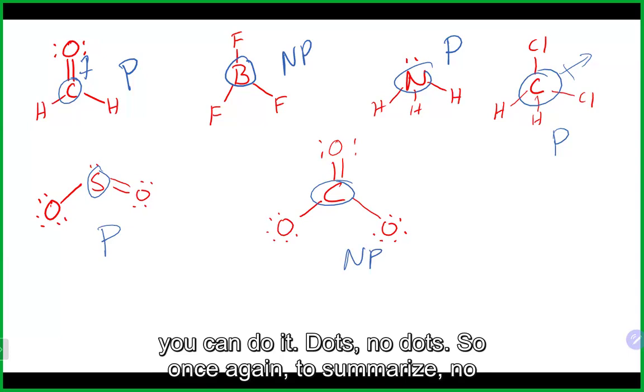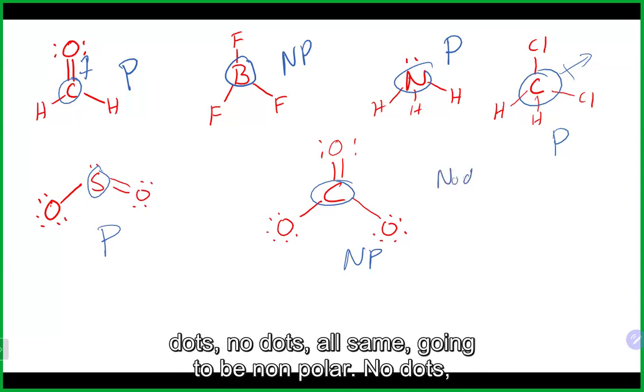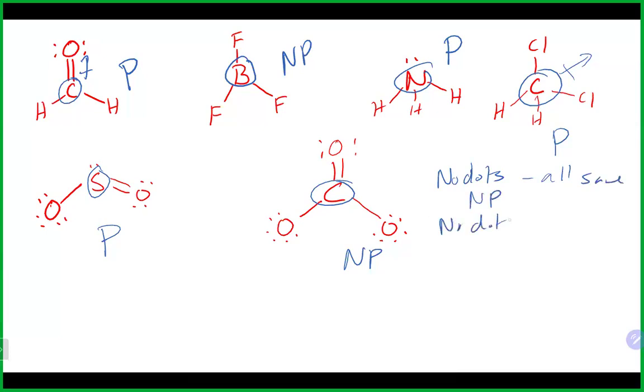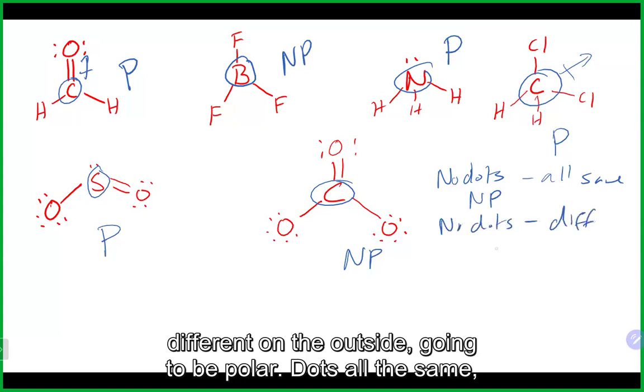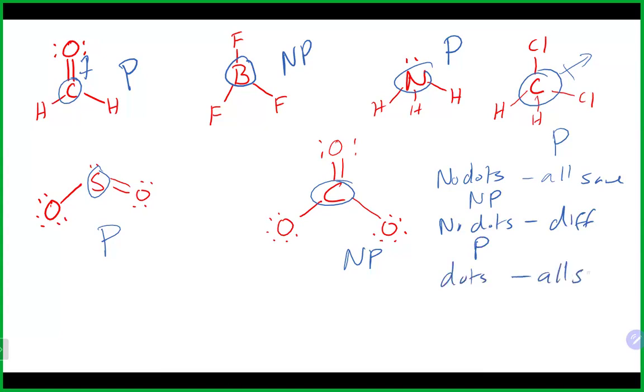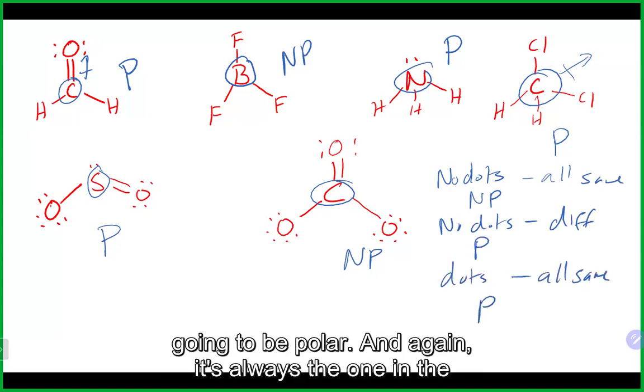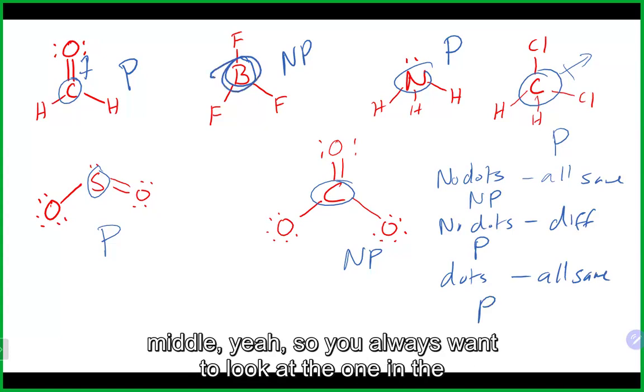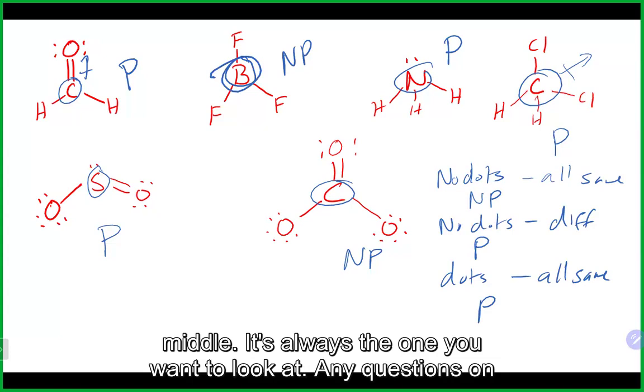Dots, no dots. So once again, to summarize: no dots, all the same, going to be non-polar. No dots, different on the outside, going to be polar. Dots, all the same, going to be polar. And again, it's always the one in the middle. So you always want to look at the one in the middle. Any questions on molecular polarity?